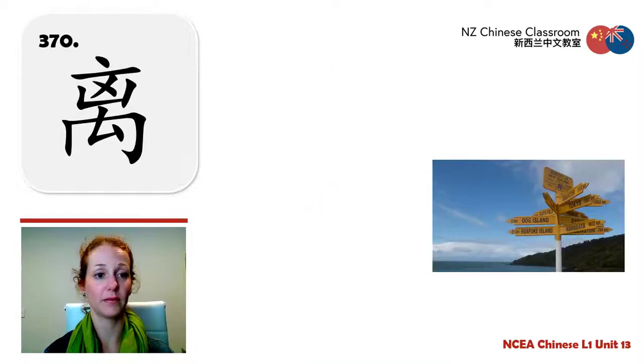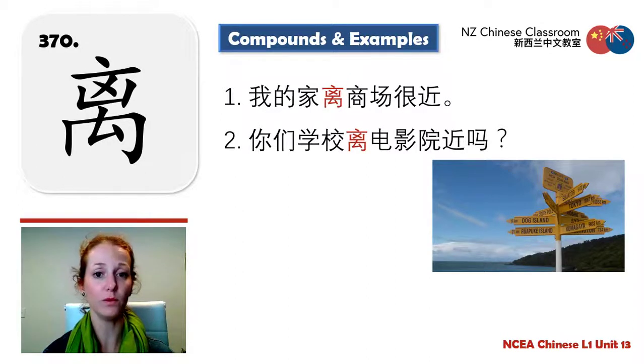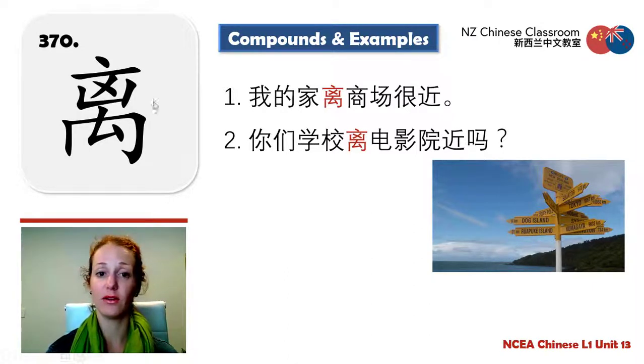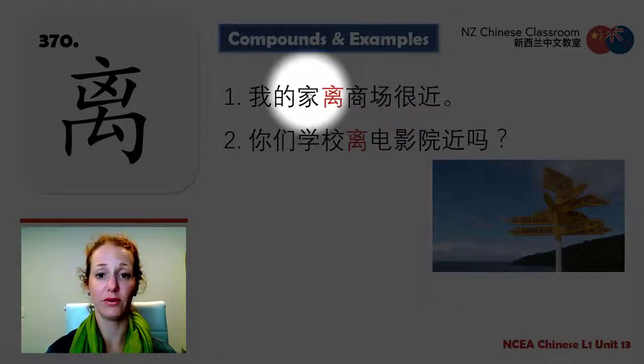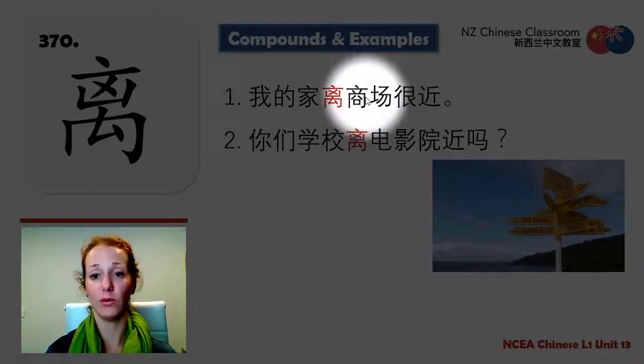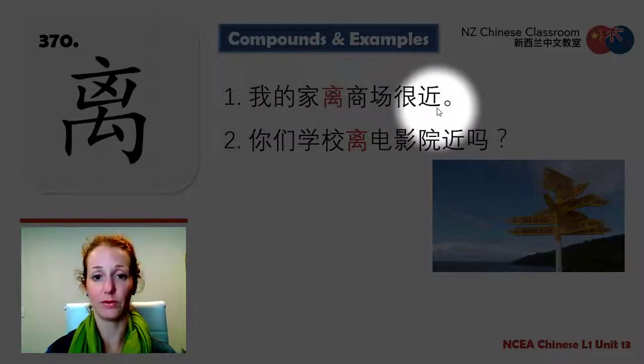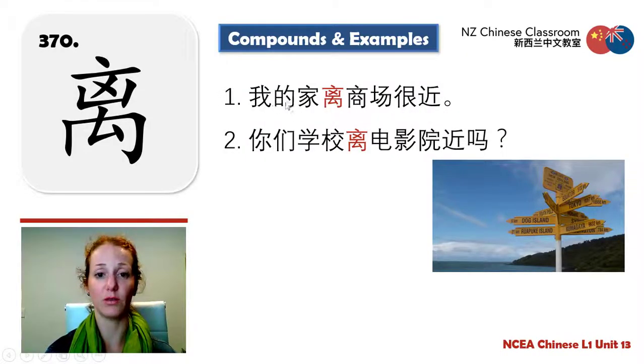对. 离. So this is one of these grammar structures that you need to look out for. 离 means from. Have a look. 我的家离商场很近. Literally, my house from the mall is very close. So this is the structure. Some place from somewhere is close or far. I think last unit we talked about this a little bit as well.